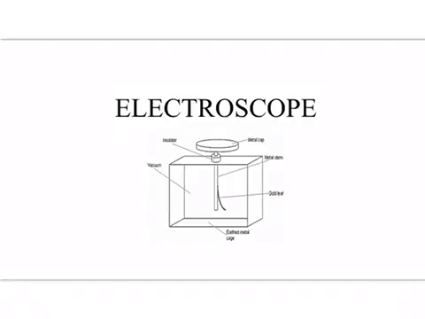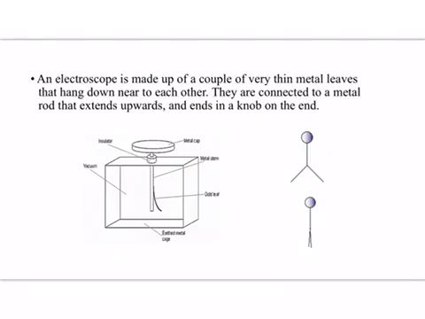Hi students, in this video we are going to see how an electroscope is used. An electroscope is made up of a couple of very thin metal leads that hang down near to each other. They are connected to a metal rod that hangs upward and ends in a knob at the end. Here we have a charged electroscope.